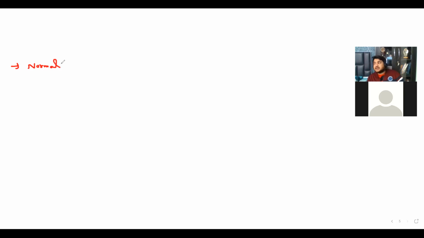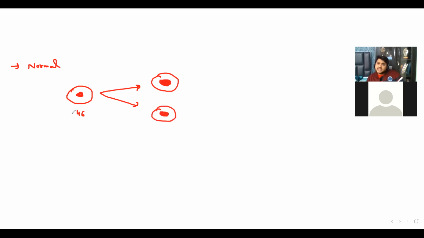So just tell me, when these cells are dividing into two cells, do they have the same chromosome number or different? See, if a nucleus has 46 chromosomes, when they are dividing, should they have the same number of chromosomes or different? If I talk about my skin, my body, same, right? But how is it possible? If it is 46, how is it possible that the new cell is also getting 46?